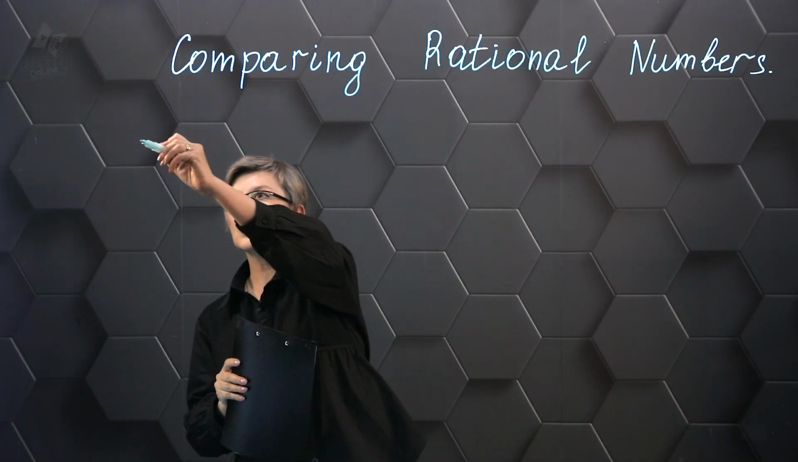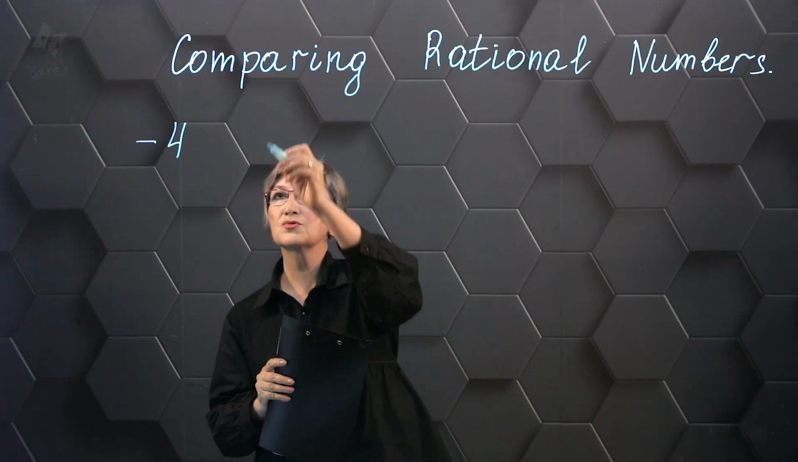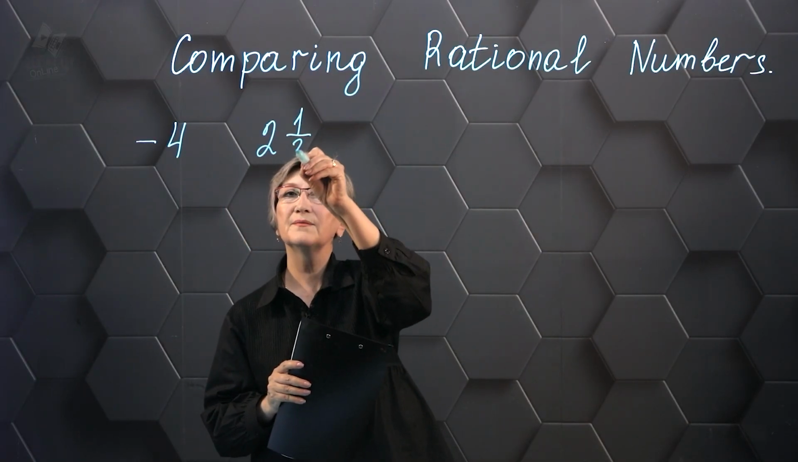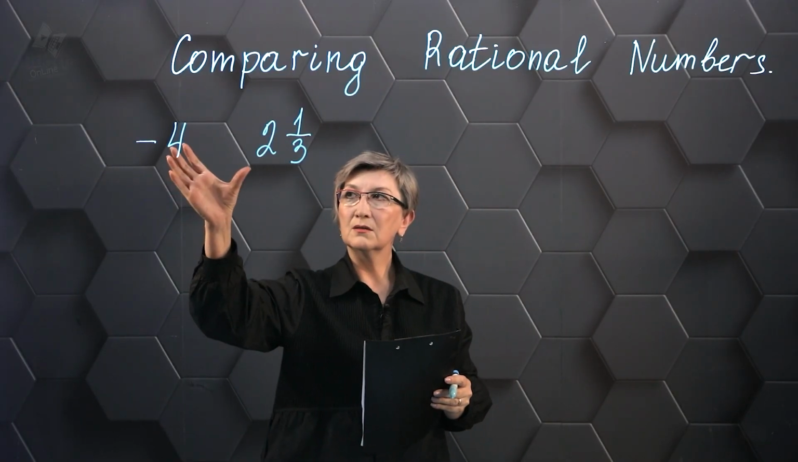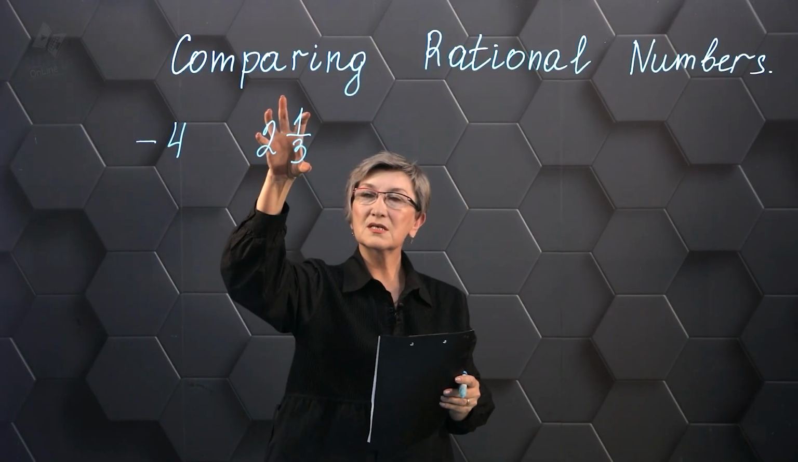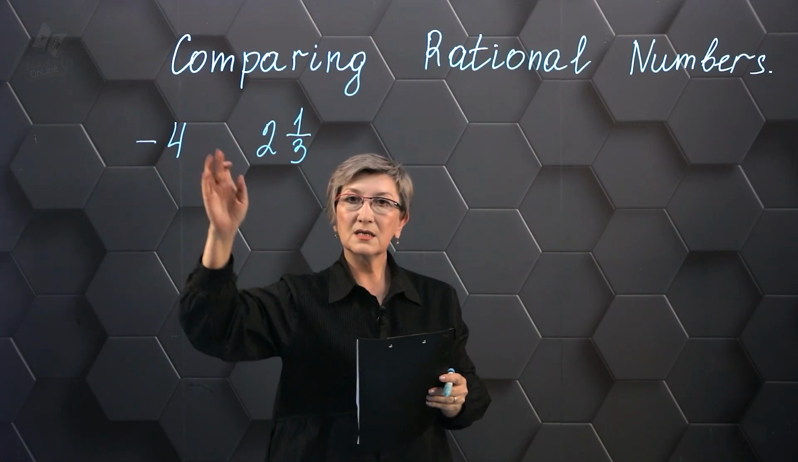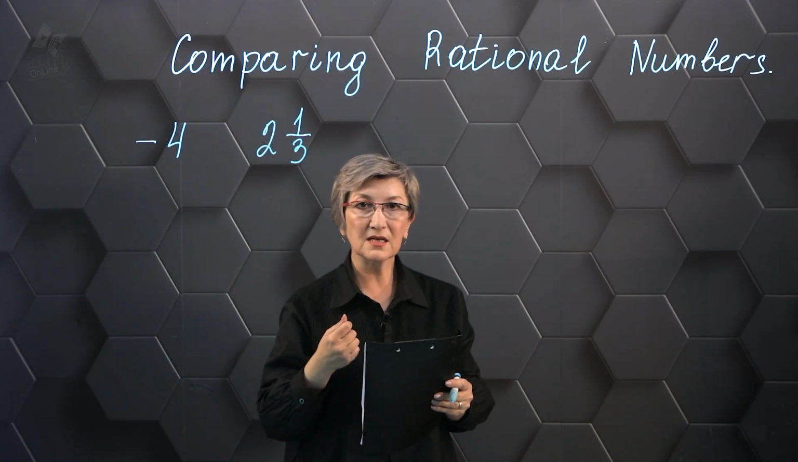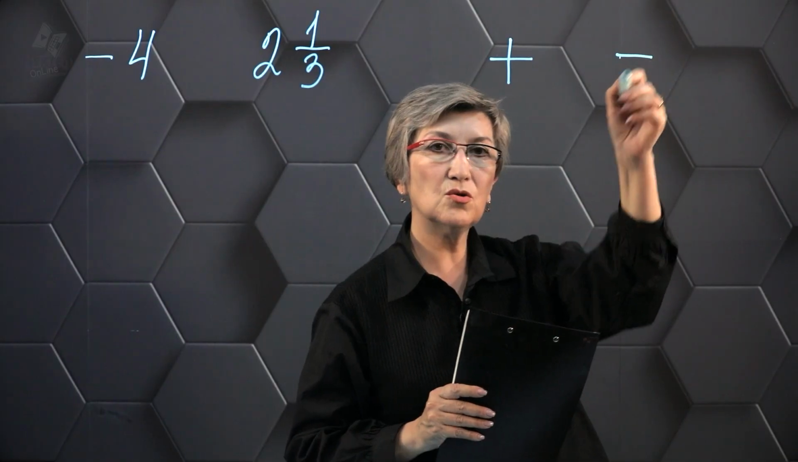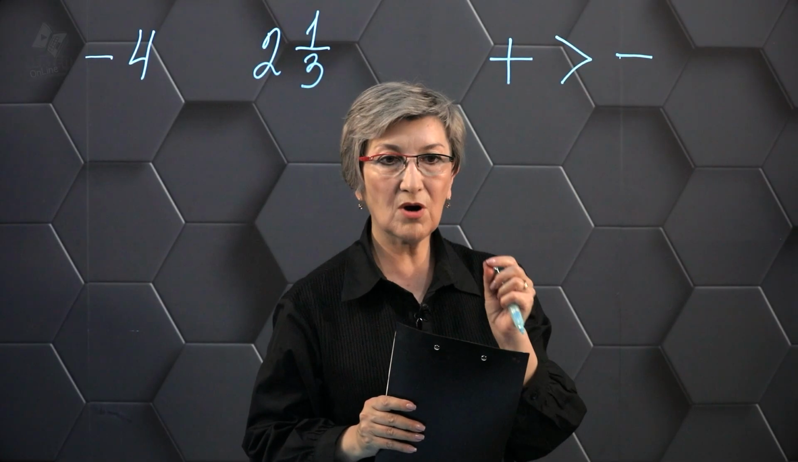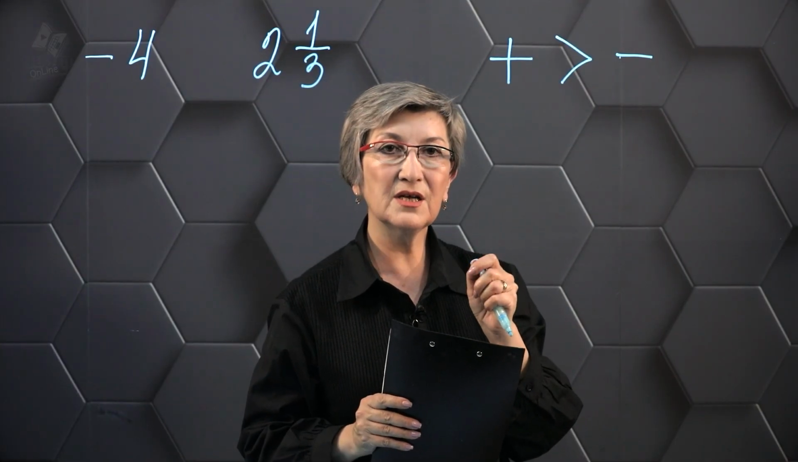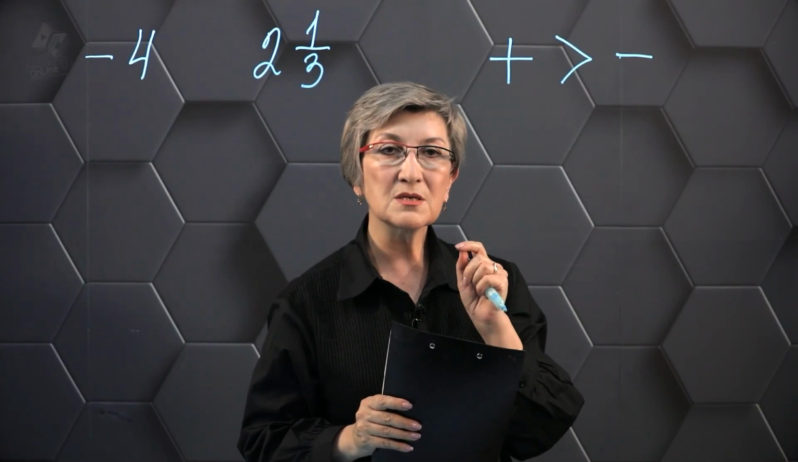So we need to compare, for example, the number -4 and 2 whole 1/3. If we see rational numbers, 2 whole 1/3 and a negative number, which is also a rational number, then the rules of comparison do not change. Let's recall these rules. If I compare a positive number and a negative number, the positive number is always greater. I'm going to write down the basic rules for comparing numbers. But one of the rules we're not going to touch on.